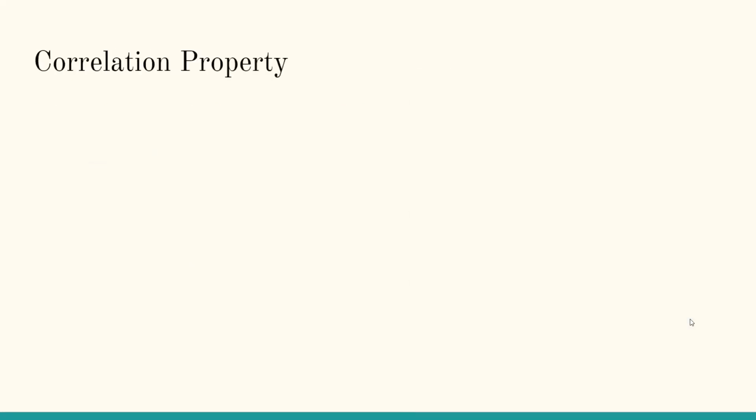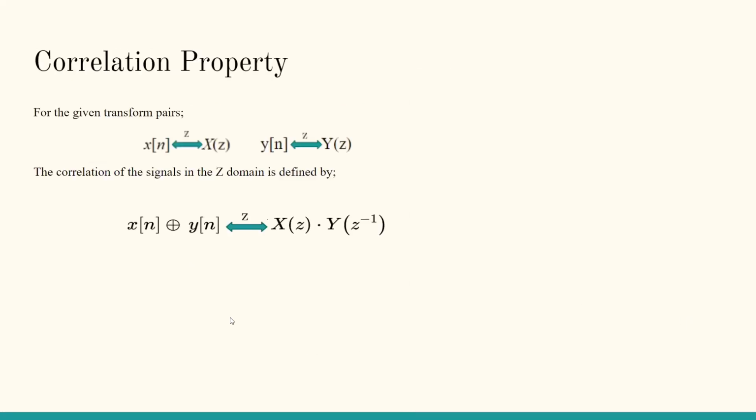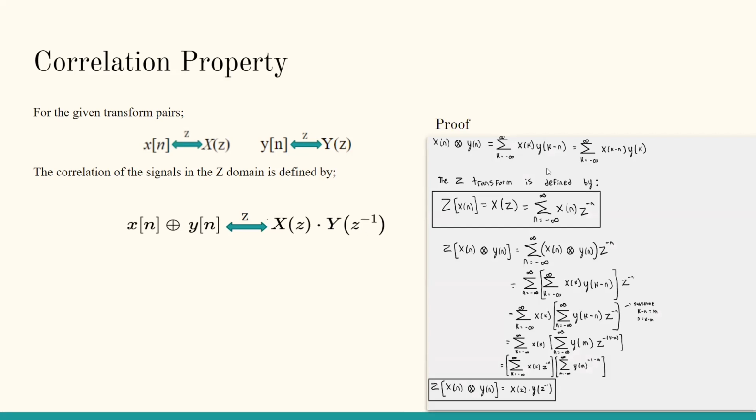Our correlation property states that if we're trying to find the correlation or similarity between two signals, it's the same as multiplying their z transforms, with one being in respect to z to the negative 1. And when we take the definition of correlation and the z transform and work through that, we can prove that to be true.